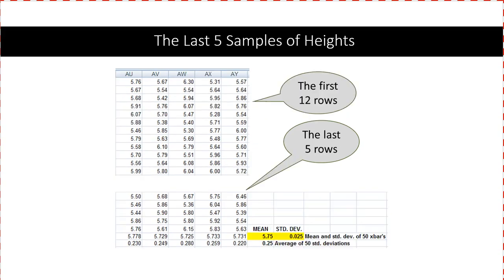The first highlighted cell is the average of the 50 sample means in row 101. Notice that it is 5.75 to 2 decimal places, which is what we expected. Directly below this is the average of the 50 standard deviations in row 102. This is 0.25 to 2 decimal places, also as expected. The other highlighted cell is 0.025. This is the standard deviation of the 50 means in row 101, and it is 0.025 to 3 decimal places, which is what we would expect according to picture number 2.